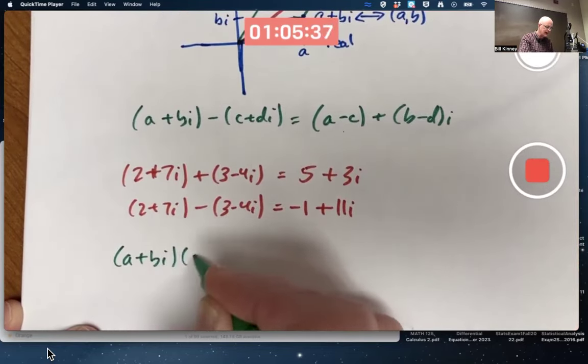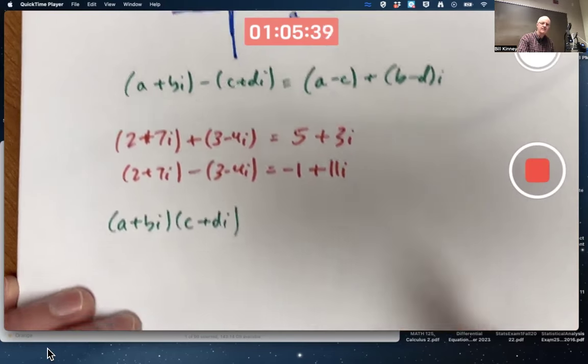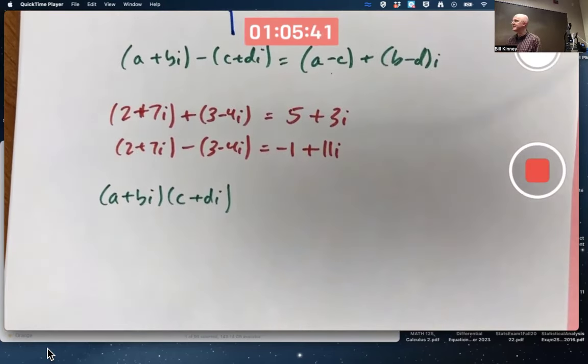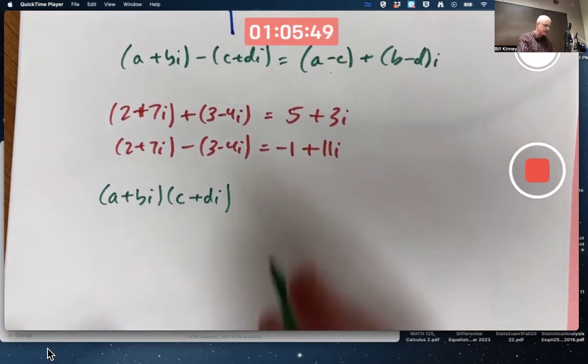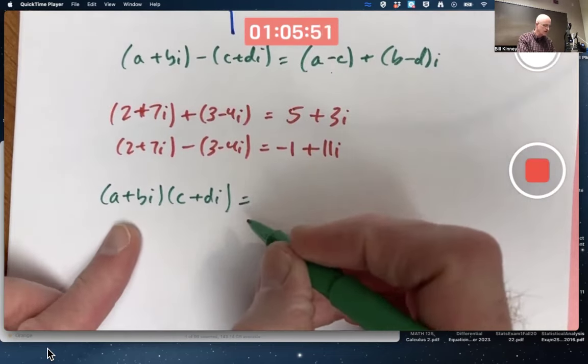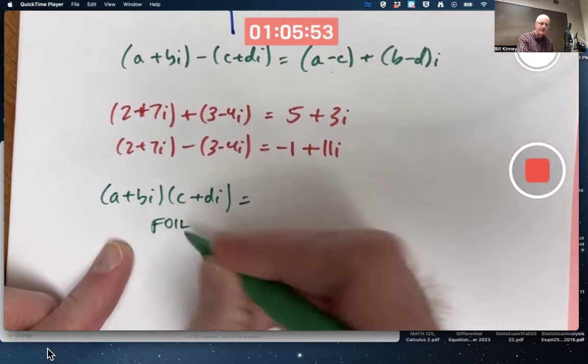a plus bi times c plus di. You multiply them as if they're linear polynomials in i, but with a catch. What's the catch? Well, let's do it first. Use the FOIL method.